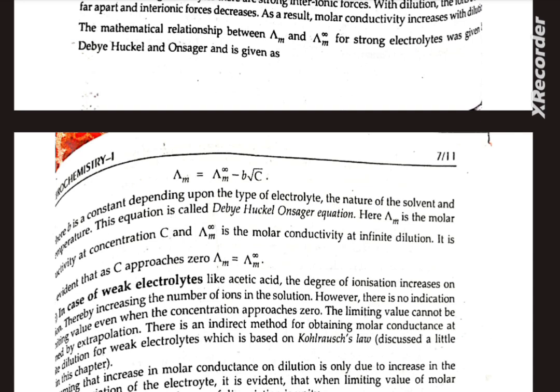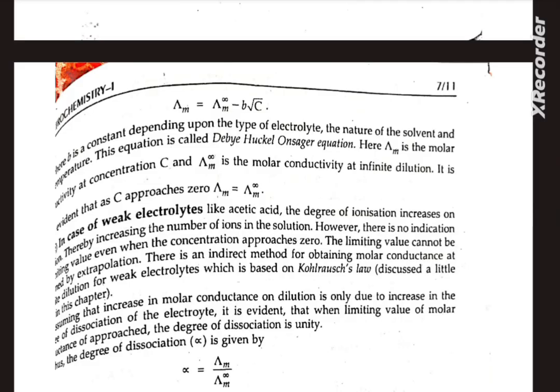It is evident that as C approaches 0, Λm will be equal to Λm infinite. In case of a weak electrolyte like acetic acid, the degree of dissociation increases, thereby increasing the number of ions in the solution. However, there is no indication of a limiting value even when the concentration approaches 0. The limiting value cannot be extrapolated.